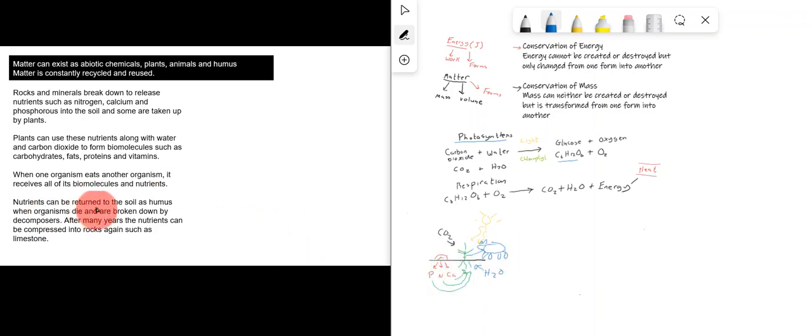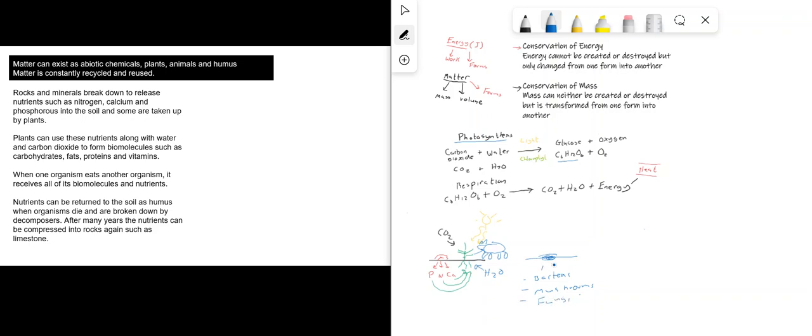Nutrients can be returned into the soil as humus when organisms die and are broken down by decomposers. After many years, the nutrients can be compressed into rocks again, such as limestone. So again, what will inevitably happen is the plant and the animal will die off, and then in the ground you have things like bacteria, mushrooms, and fungi.